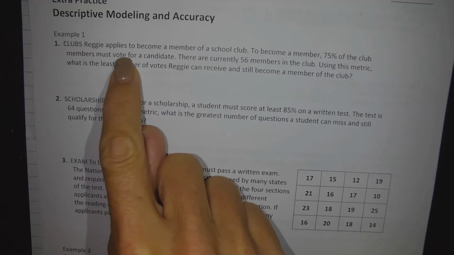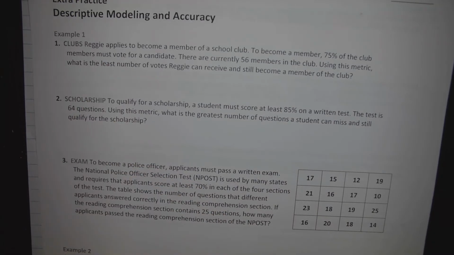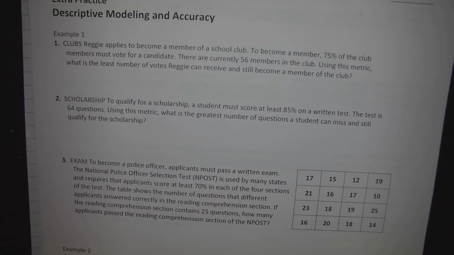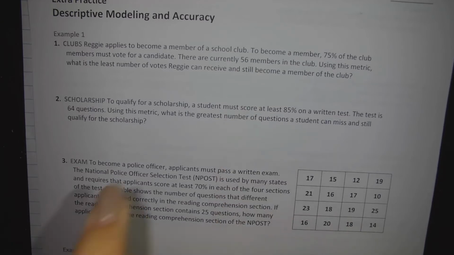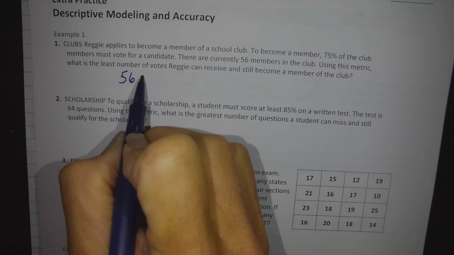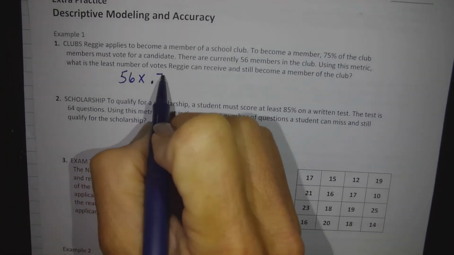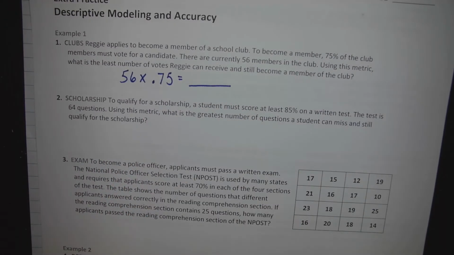It's kind of the beginning. Now, to become a member, 75% of the club must vote. There are currently how many members in the club? 56. What is the minimum? Guys, this is a one-step problem. One step. Everything you need is right in front of you. Anybody got an idea? Molly 1. 56 multiplied by 75%. Okay, excellent. How do you write 75%? Like if you were putting it in your calculator, 0.75.